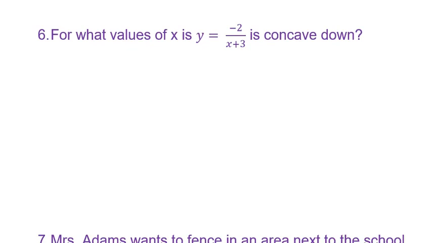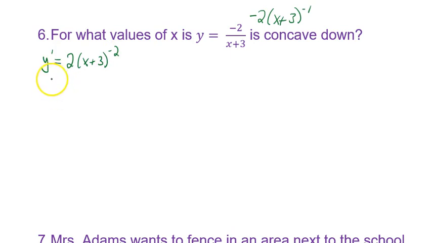Number 6, for what values is this graph concave down? So again, concave down relates to the second derivative. So you have an equation this time, and so we need to use algebraic steps to get there. So y prime, I'm going to think of this, because there's no x on top, as negative (2x plus 3) to the negative 1. So my derivative would be (2x plus 3) to the negative 2.